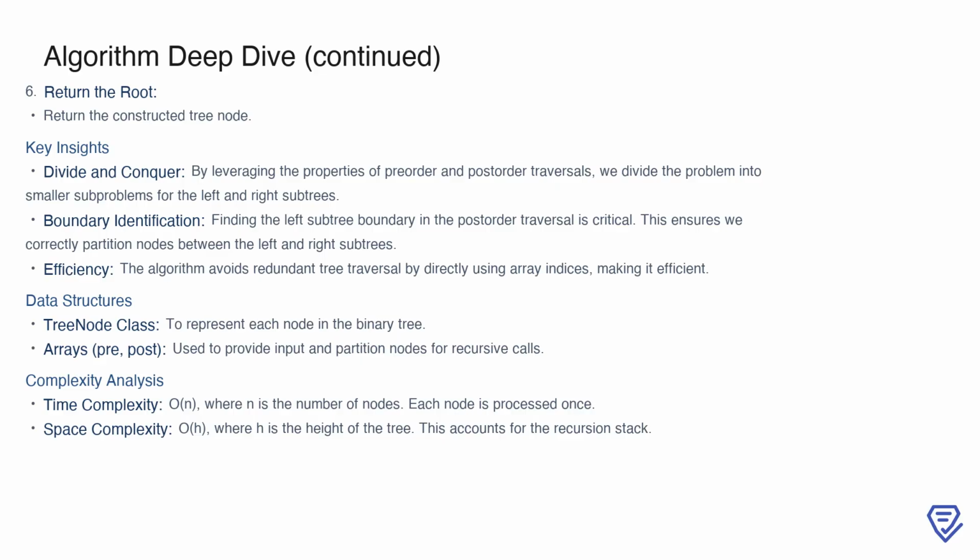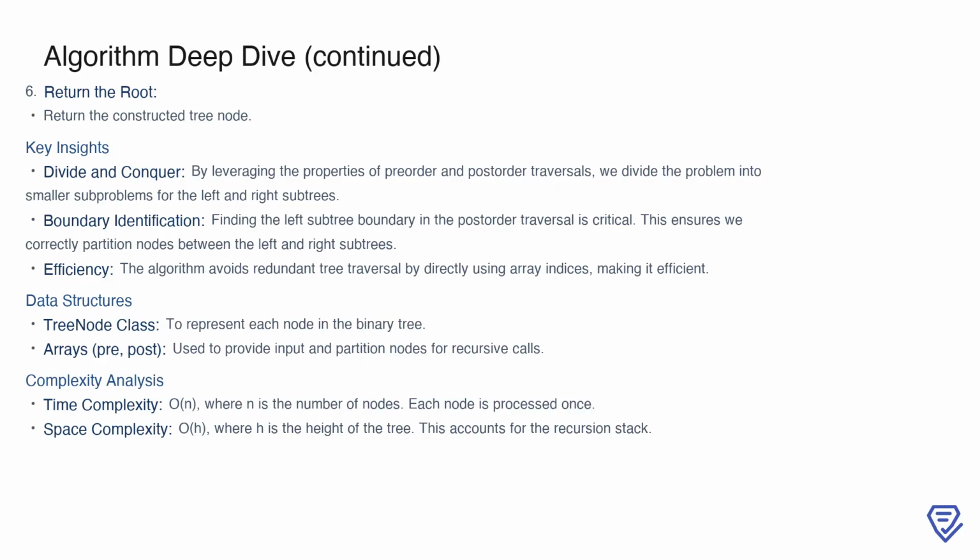A critical step in this process is correctly identifying the boundary of the left subtree in the postorder traversal. This ensures that the nodes are partitioned accurately between the left and right subtrees. By leveraging array indices, the algorithm avoids redundant computation, making it highly efficient.